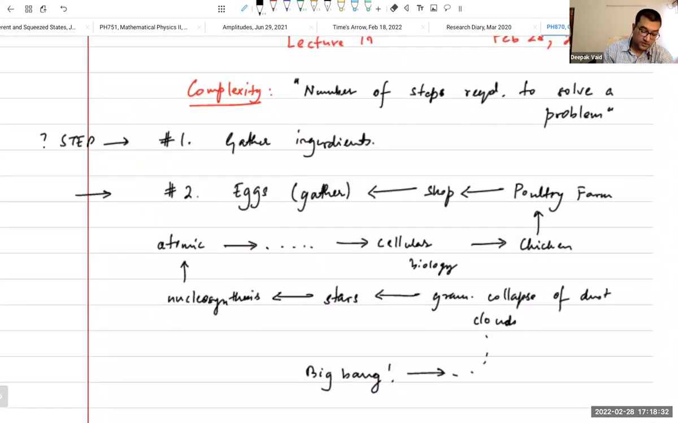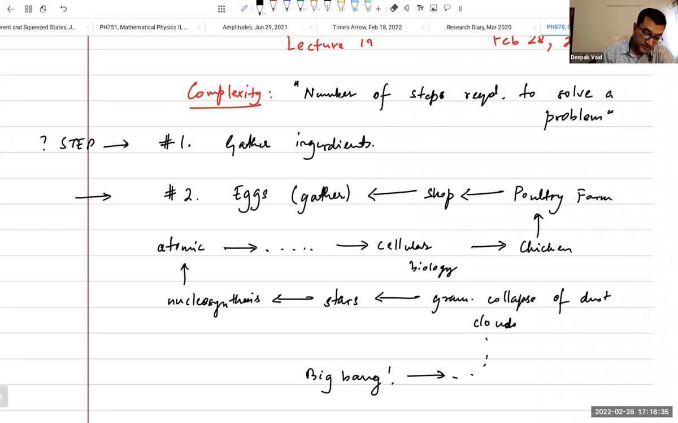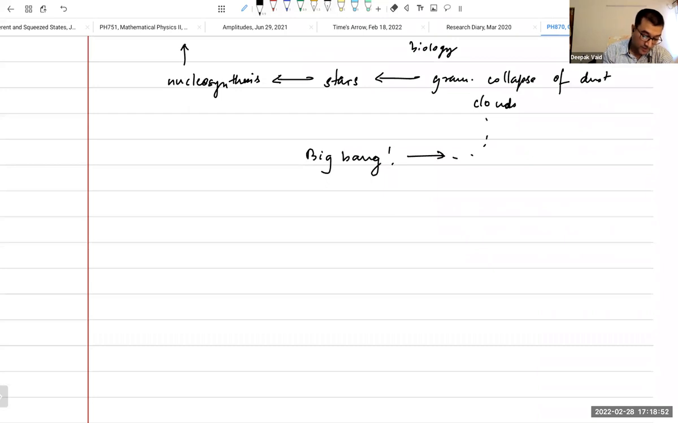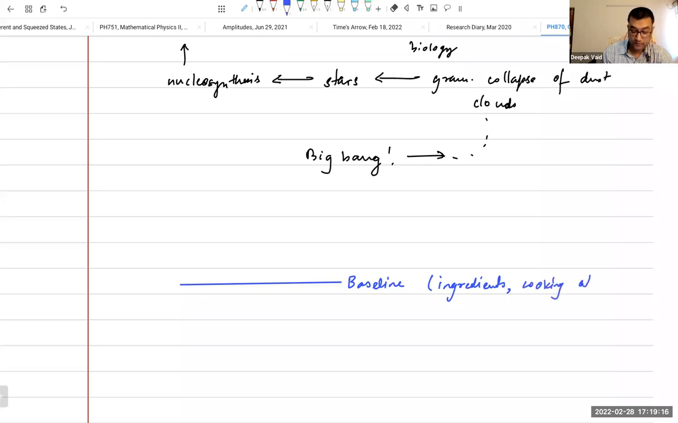So the point I'm trying to make is, it's not the absolute number of steps required to solve a problem, but the relative number of steps. So you have to have some starting baseline that is given to you. For instance, in the case of making a cake, what is that baseline? The baseline is that the ingredients are provided to you, that the cooking apparatus is provided to you, etc.